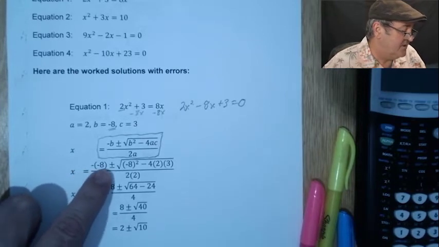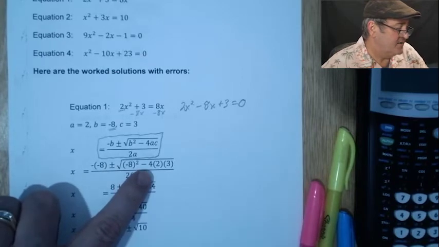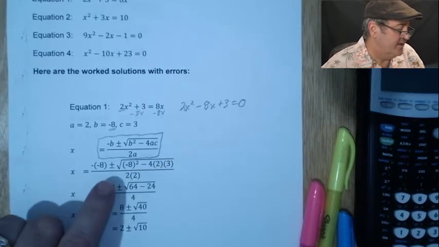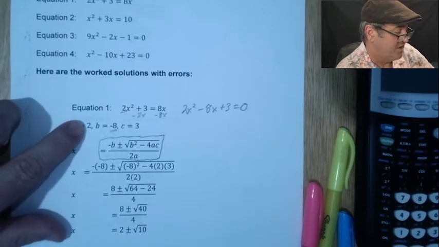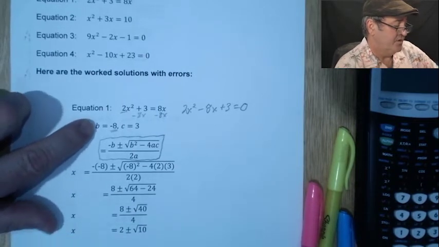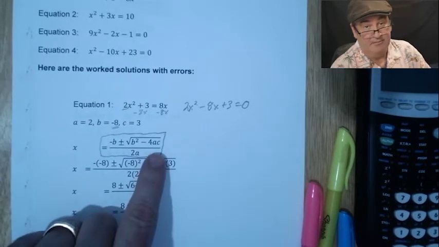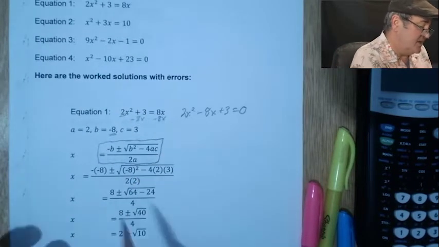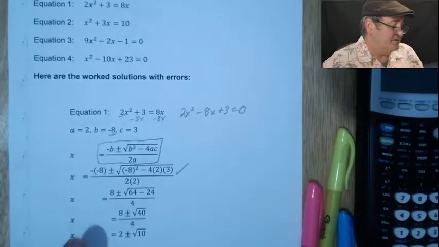-8 plus or minus the square root of -8 squared minus 4 times 2 times 3 over 2 times 2. We good so far? All the a's became 2's. All the b's became -8's. All the c's became 3, which there's only one c. So that was easy. So it looks like they properly substituted. We're good.